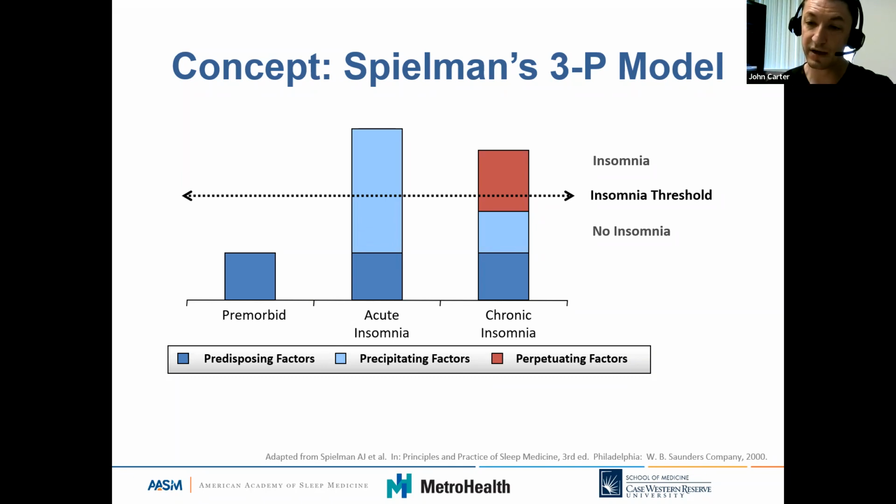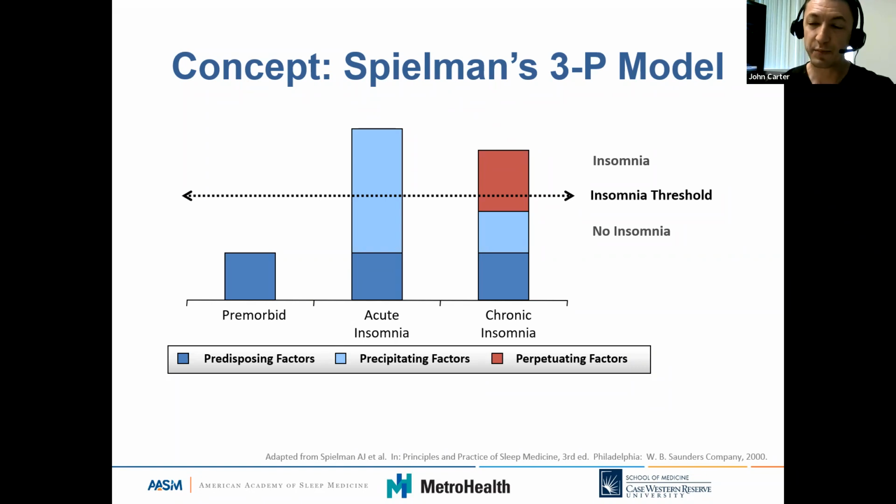When an acute event or a precipitating event happens, that can create, shown in light blue here, precipitating factors: stress at work, a death in the family, having to give a talk about insomnia the next day, that sort of thing. Those factors on top of our predisposing factors tip us over the insomnia threshold. That's not a problem. That's not a disorder.